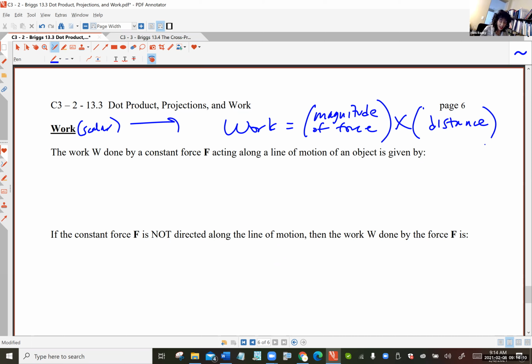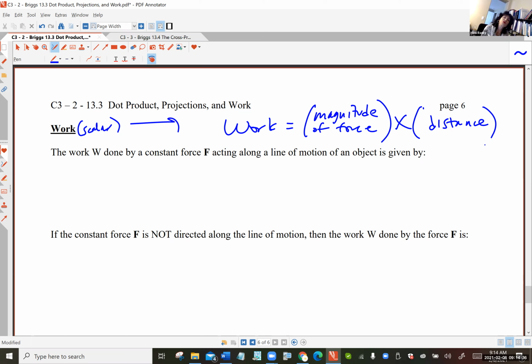Okay, now you have to be careful here, because if somebody's pushing with some force on an object, let's say I'm pushing against the wall of my house, and the wall doesn't move a single millimeter, because it's the wall. Believe it or not, no work has been done.